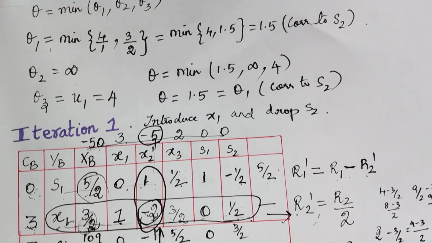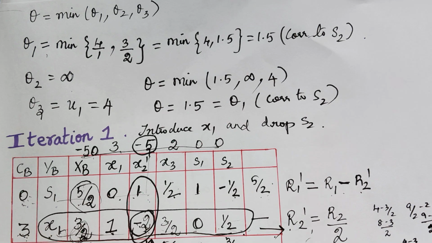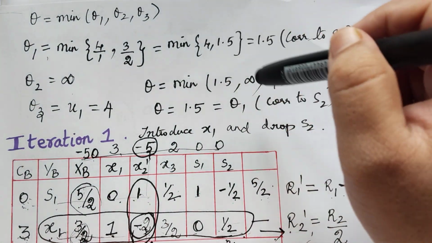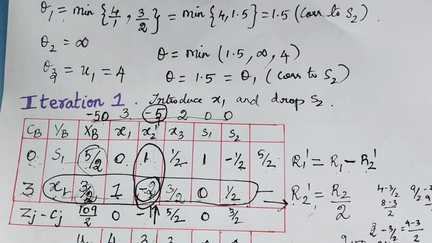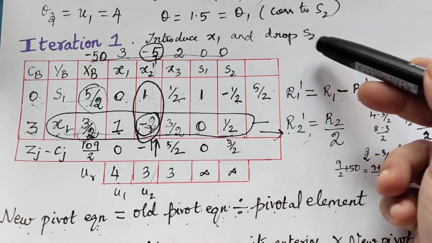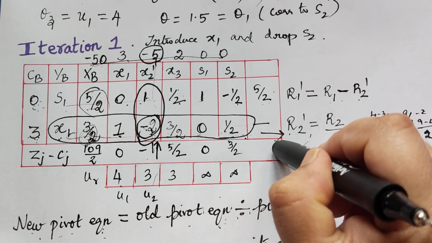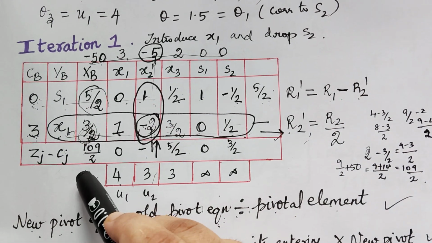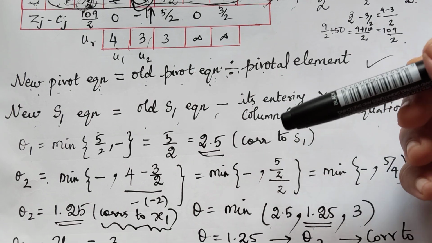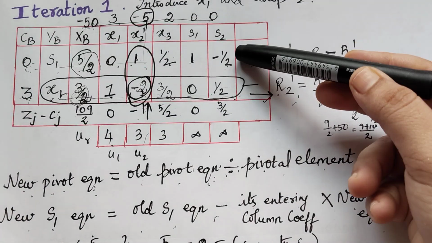After finding the entering vector and leaving vector in the same method, by finding the minimum of all the thetas, we got the entering vector and the leaving vector. Introducing the entering vector and dropping the leaving vector, we formed a new table. Again, we performed the zj minus cj operation for this table, and for this also we found the entering vector and the leaving vector.